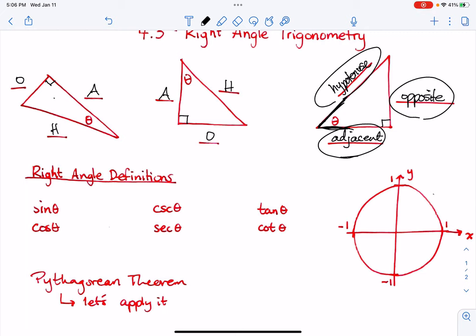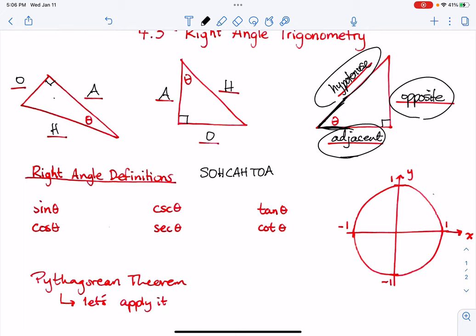here are some other alternative definitions to sine, cosine, cosecant, secant, tangent, cotangent. These are the definitions that your previous teachers probably showed you. Right? These definitions are in terms of these sides to the triangle. And they come from, of course, if you've seen this before, right? SOHCAHTOA.